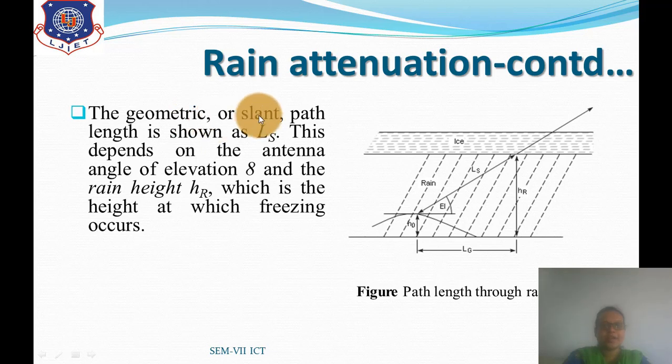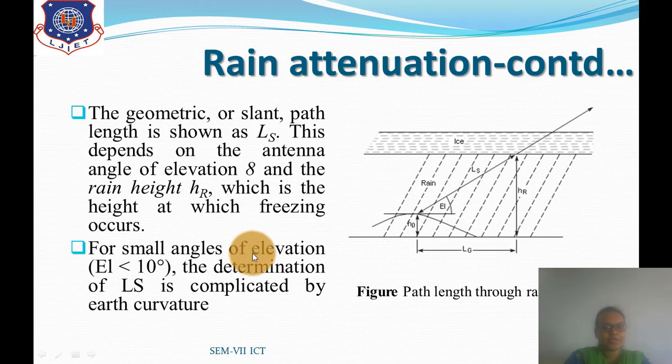Now the geometry or the slant path length is shown by LS. This depends on the antenna angle of elevation delta and antenna height RH, which is the height at which freezing occurs, right? So this is the layer in the atmosphere where there is a layer of ice, and from that ice formed it will be having rain, right? So wherever there is a layer of ice, starting from this to the ground line, that is called the rain height, right? And starting from mean sea level to earth, that is your height of object.